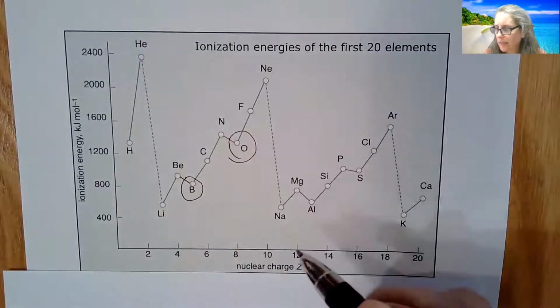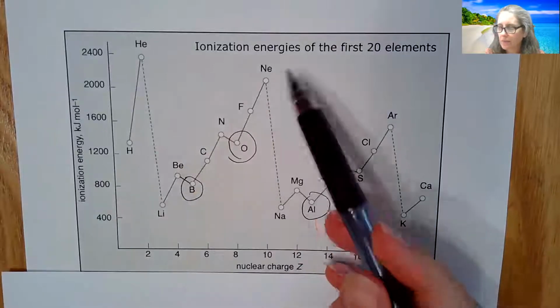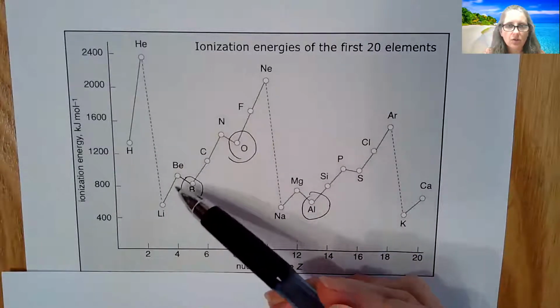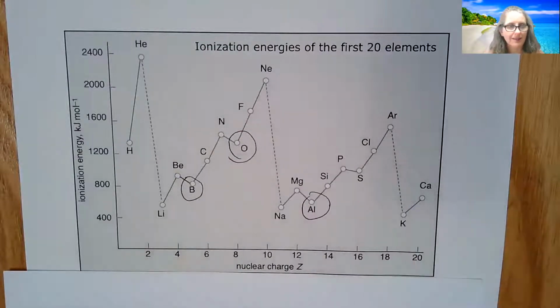But we could also look at, for instance, aluminum over here. So anytime it dips down. I'm going from lithium to neon here, and I should just see that all of these keep getting bigger and bigger, but I do have exceptions. So let's look at boron first.